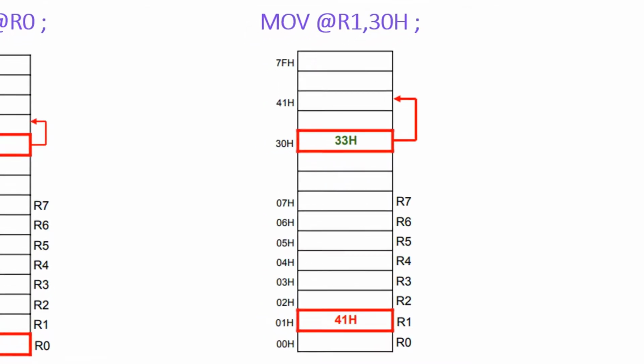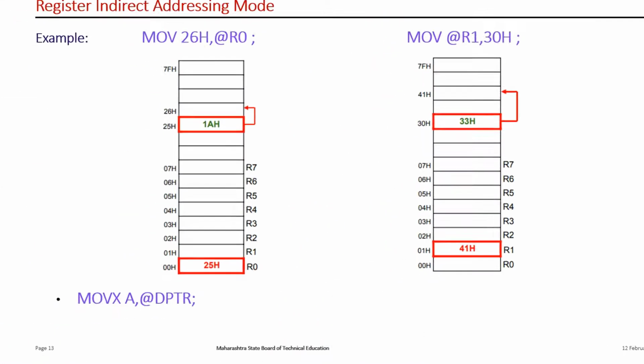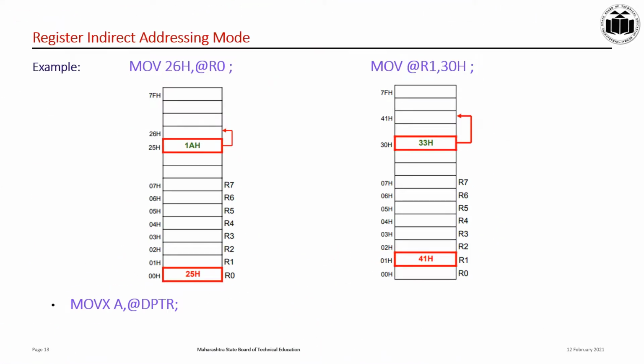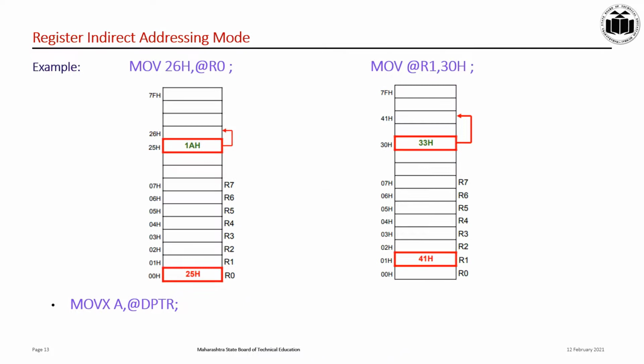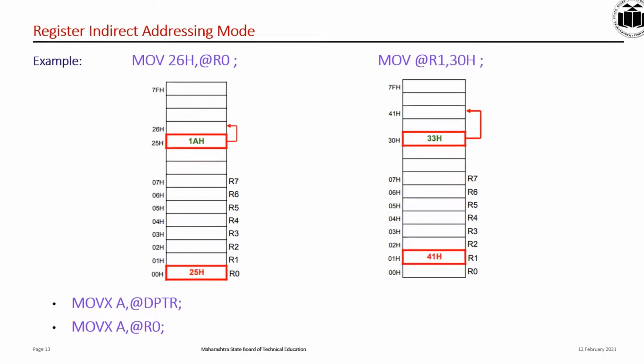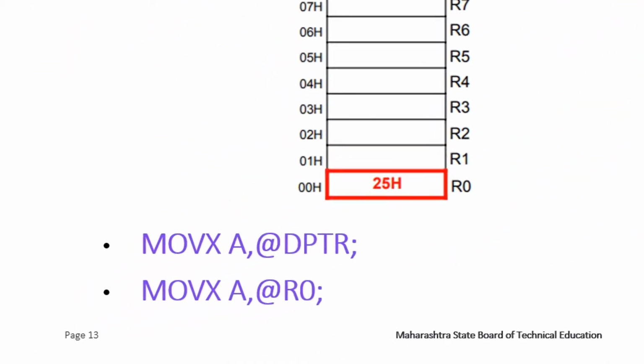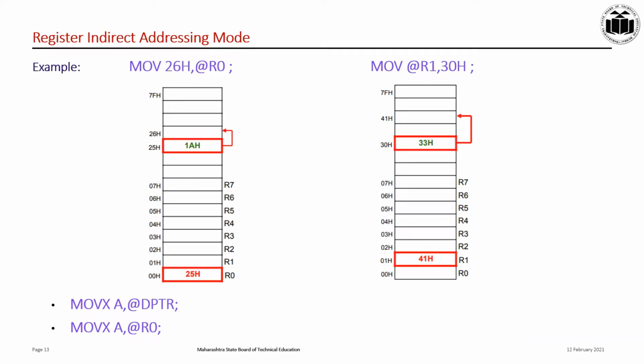Next example, MOVX A, @DPTR. Here, X is used in mnemonic to indicate external memory. After the execution of this instruction, the content of the external RAM location held by DPTR is copied to the accumulator. Next example, MOVX A, @R0. The content of the external RAM location held by register R0 is copied to the accumulator.